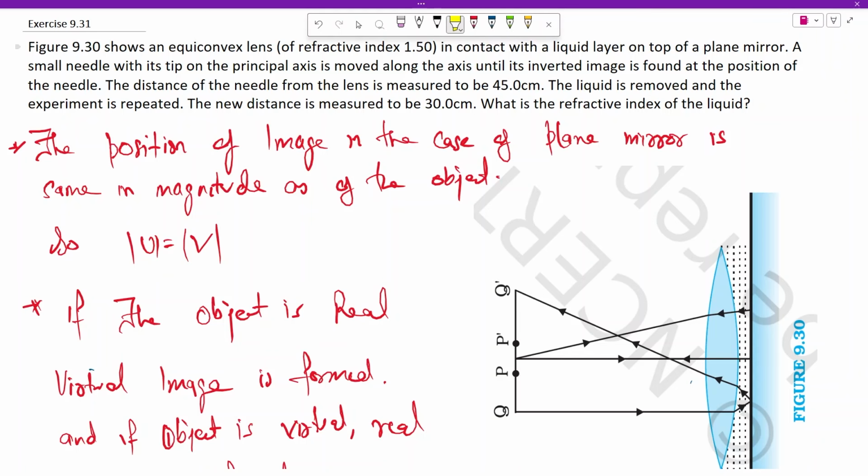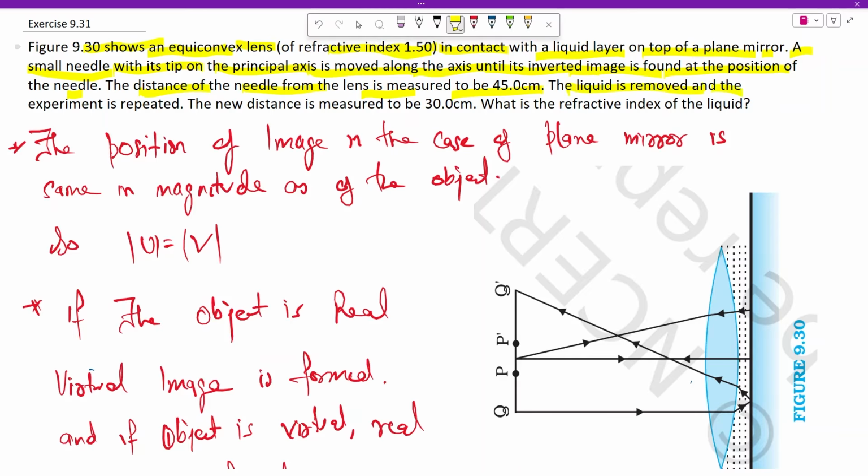The question says that figure 9.30 shows an equiconvex lens of refractive index 1.50 in contact with a liquid layer on top of the plane mirror. A small needle with its tip on the principal axis is moved along the axis until its inverted image is found at the position of the needle. The distance of the needle from the lens is measured to be 45 cm.